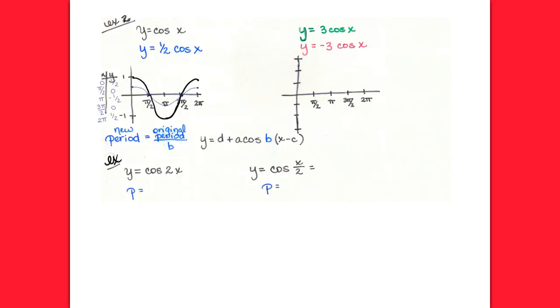All right, look at the next one. For the next one, they asked me to graph y is equal to 3 cosine x, and then also y is equal to negative 3 cosine x. Well, let's start with y equals 3 cosine x first. All right, what is that 3 out in front going to do?